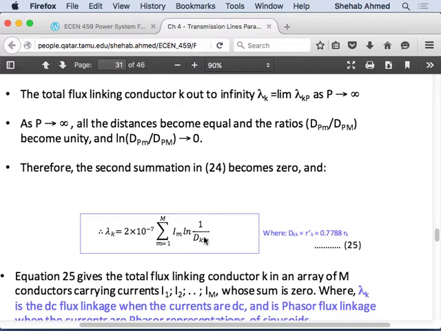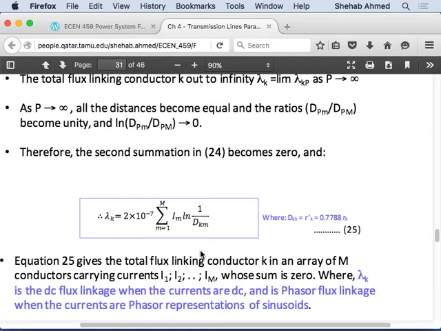When K is equal to M, then this is going to be the radius. When it's not, then it's the distance between the specific conductor and the conductor of interest, right? So any questions on this? We will apply it now in an example, right?